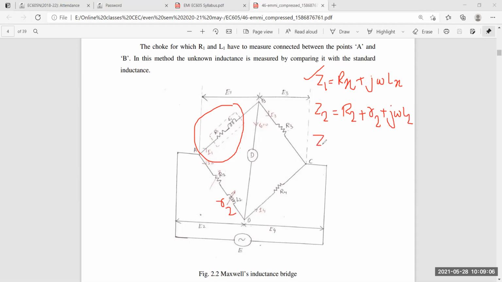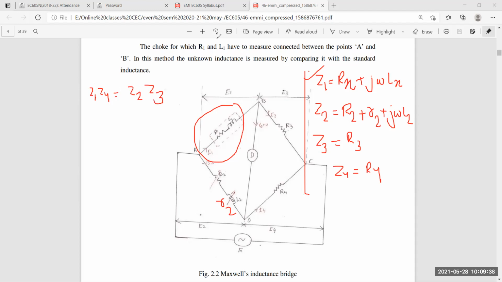Next, come to Z3. Z3 will be simple, just R3. And Z4 will also be simple, that will be R4. So these four impedances, I think you're able to understand how I'm writing. Now, I need to balance it, right? What are the balance equations? The balance equation will be Z1 Z4 equal to Z2 Z3.